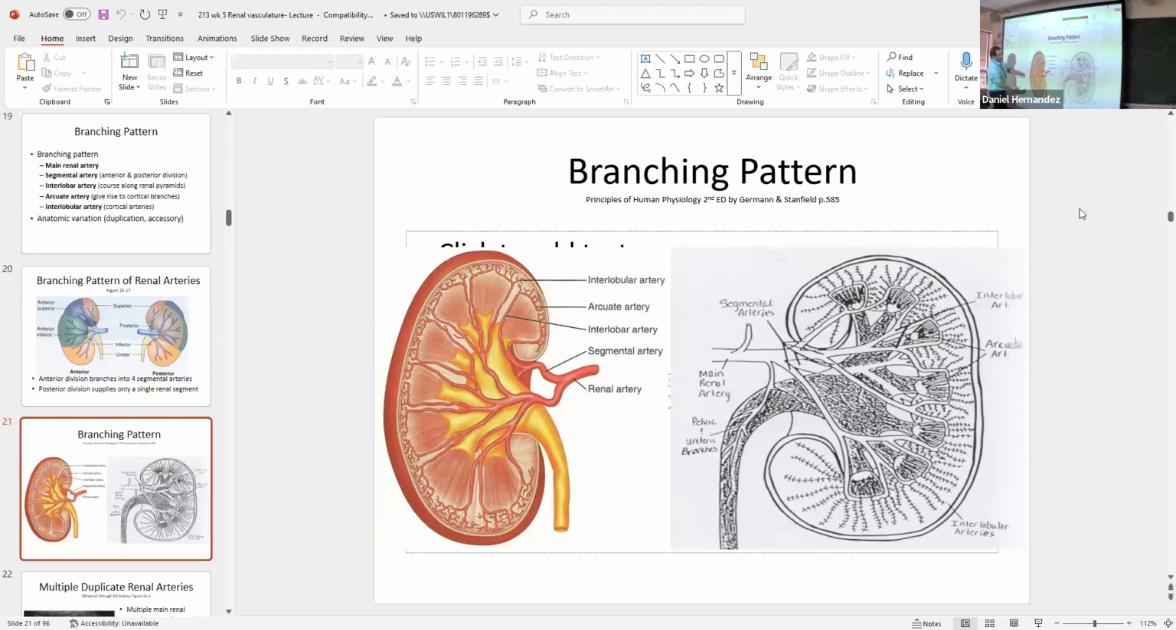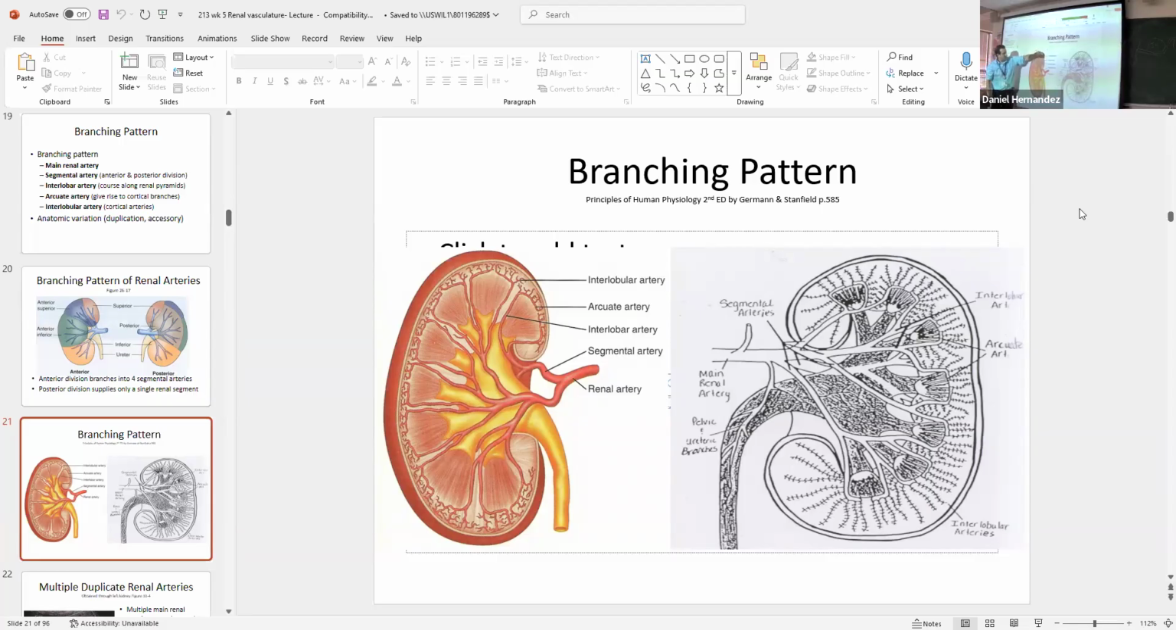When they wrap around the pyramids, they become the arcuate arteries. So it's interlobar, coursing along the pyramids, and then it does a kind of 90-degree turn. When it does that small turn at the base of the pyramid, and we refer to it as the base of the pyramid, here's the base coming to the point of the pyramid. Along the base of the pyramid is where we have our arcuate arteries. So main renal, segmental, interlobar, arcuate.